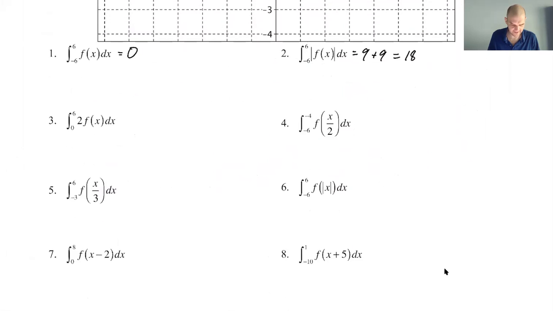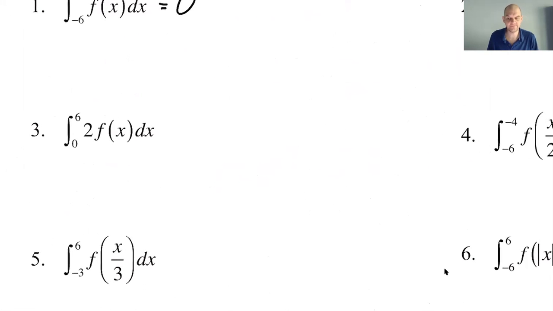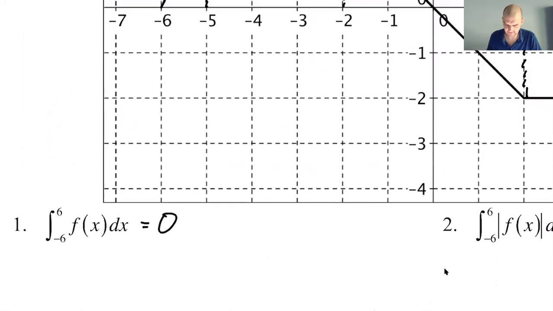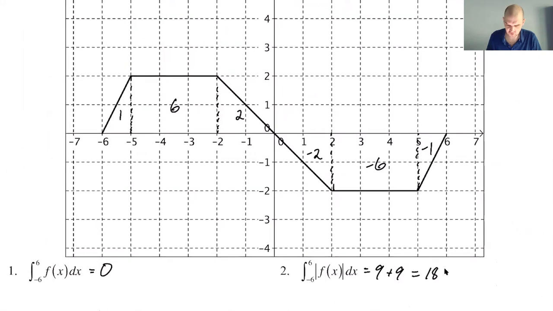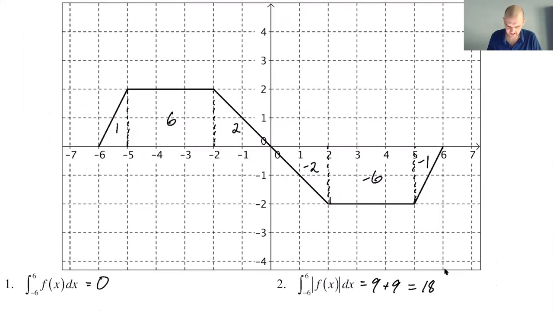All right, 2 times f of x. So now here's another thing, like what are we doing? We are doing the integral from 0 to 6 of 2 times f of x. So think of your transformations. What does that do? Well, 2 times f of x is just going to take every height and make it double. So this is going to end up here, here. This is still going to be 0. This will end up down here, and then this will still be 0.